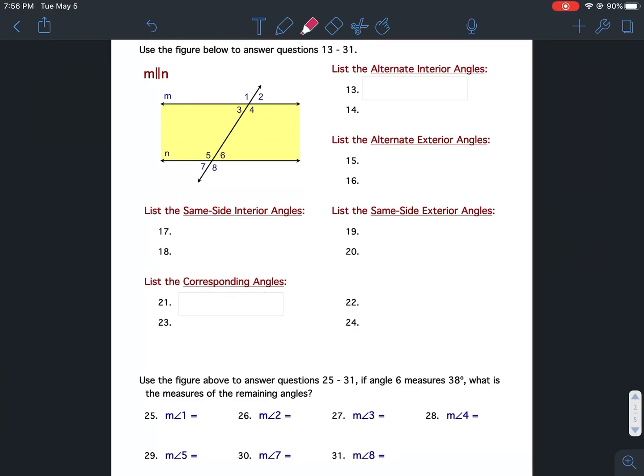Properties of Angles, Worksheet 22, questions 13 through 31. For this entire page, we're going to use this figure right here. So again, you'll use that figure to answer the entire page.